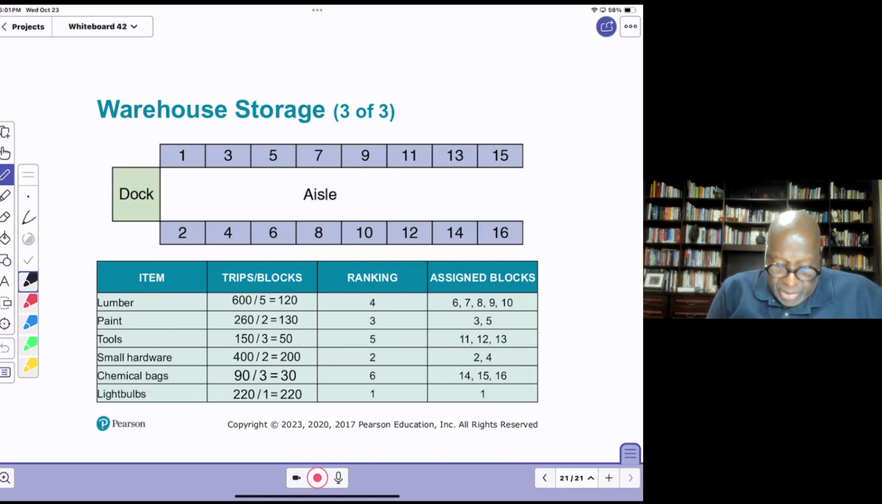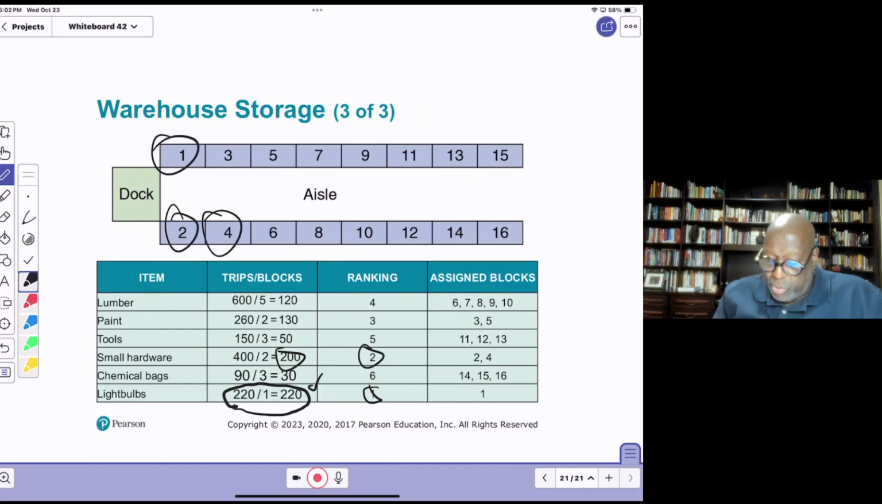So as you can see, light bulbs, you're going to need 220 trips per block. That's the highest, so therefore you put that in location 1. You want to put it close. And then you have this next one here, small hardware. Small hardware requires 2 locations, remember, and it is ranked second, so you could put it in 2 and 4, and so on, and then you continue.